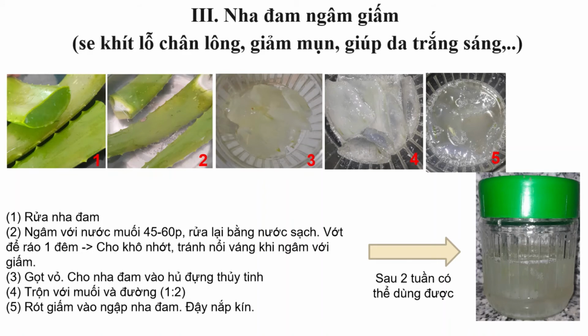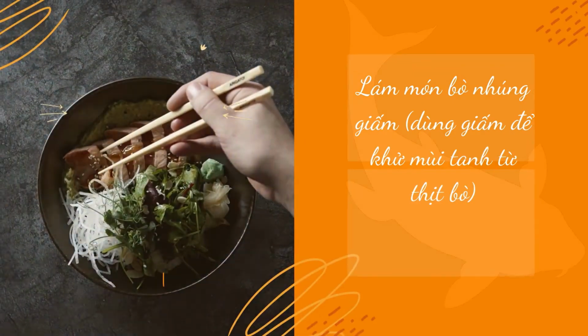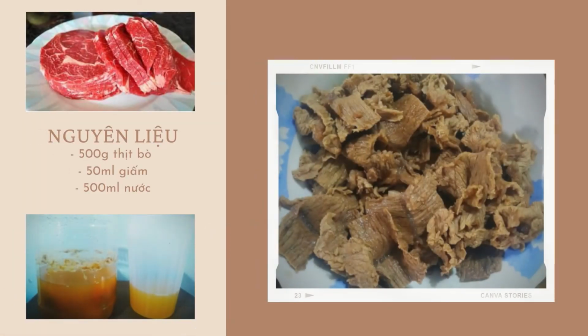3. Peeling. Put aloe vera in a glass jar. 4. Mix with salt and sugar, 1:2. 5. Pour vinegar over the aloe vera. Close the lid tightly. Applications from vinegar. Make a dish of beef dipped in vinegar. Use vinegar to remove the fishy smell from beef.